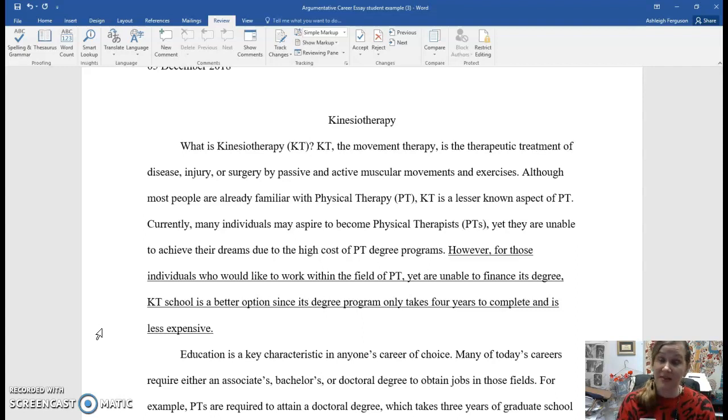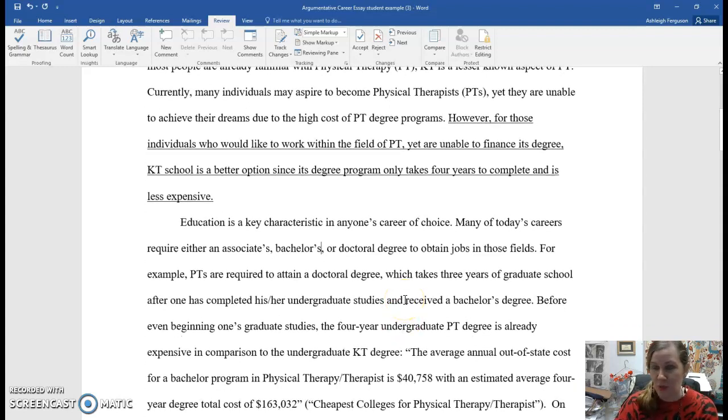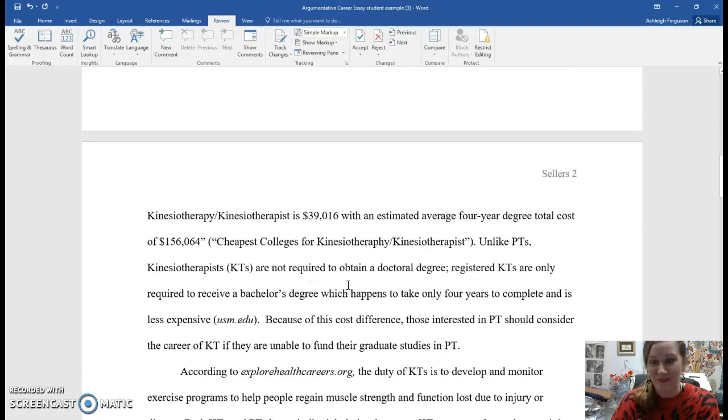So he talks about the fact that a good alternative to physical therapy is kinesiotherapy, which I did not even know what that was until he wrote this paper. He educated me. Now, you're going to notice he overviews in his thesis this as being a good alternative to physical therapy. Now, in his body paragraphs, and I'm just going to point out his points, he has 4 points. The first thing is he talks about the education that's needed for this degree and for this job.